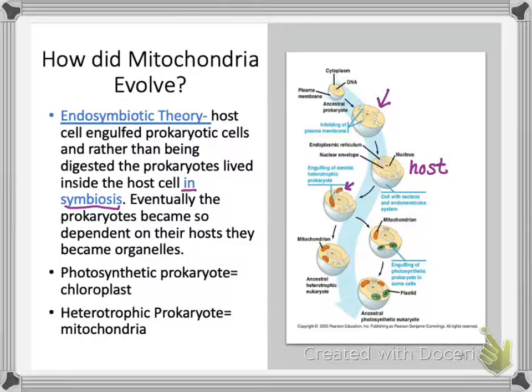Same thing would have happened with a photosynthetic prokaryote. It could have been engulfed and lived in symbiosis, and it would have become the chloroplasts. Humans don't have chloroplasts, and in this class we focus a lot on human genetics, so we're not going to focus on that. We're going to focus on the mitochondria. But basically, this prokaryote that could have done cellular respiration, okay, and produce ATP from food, that's what's going to become the mitochondria.